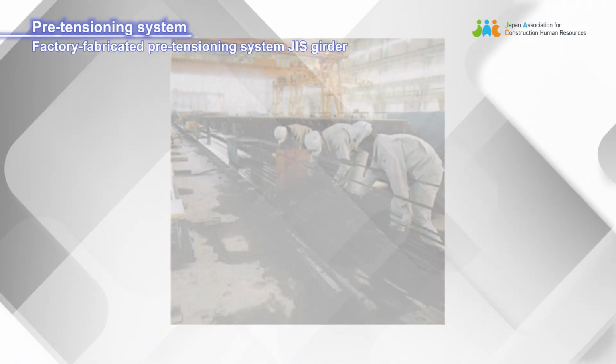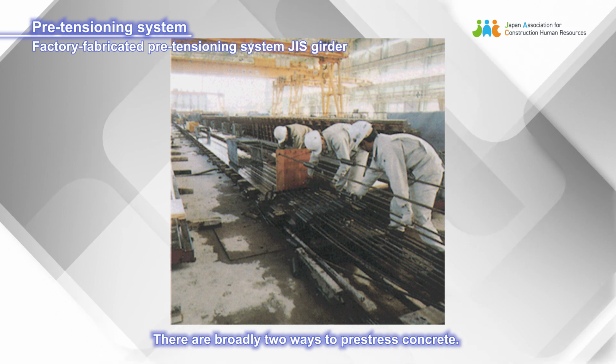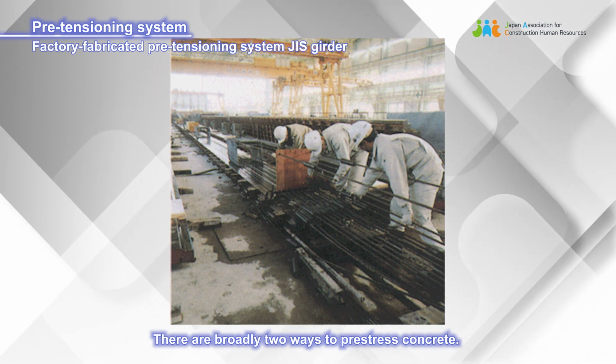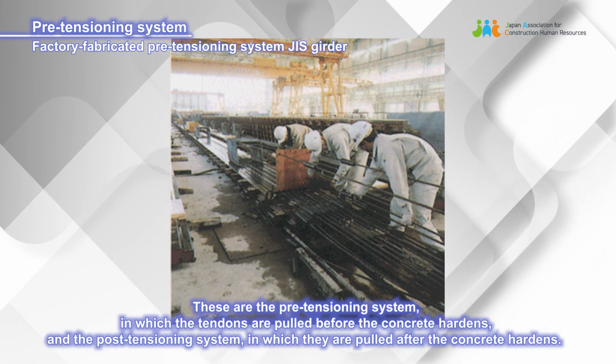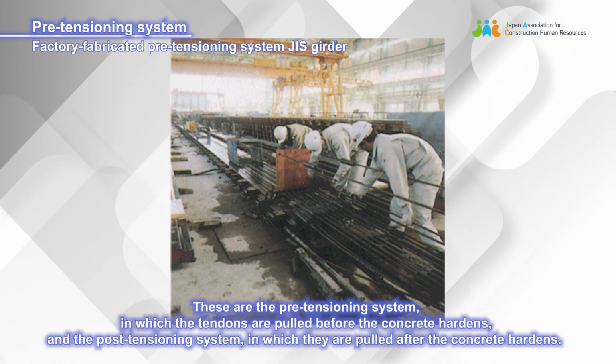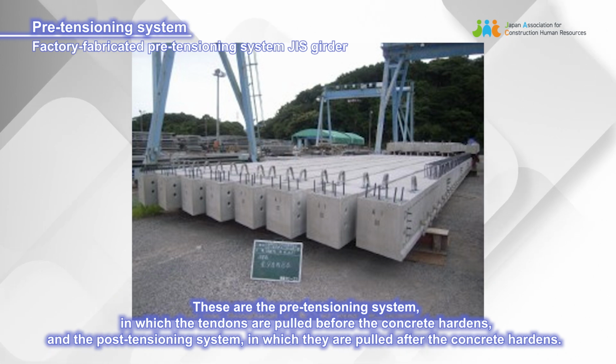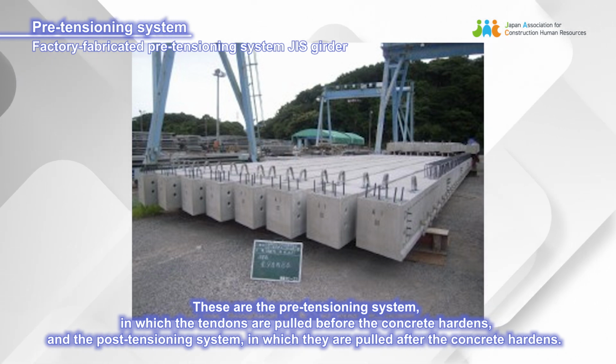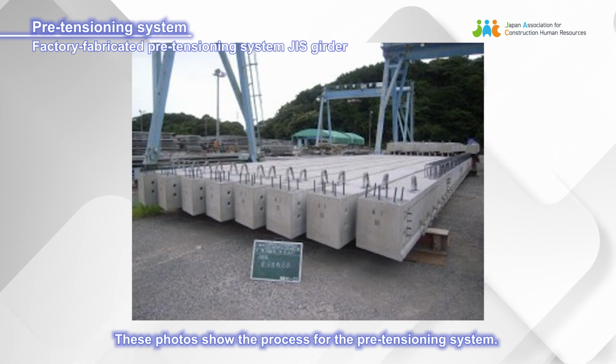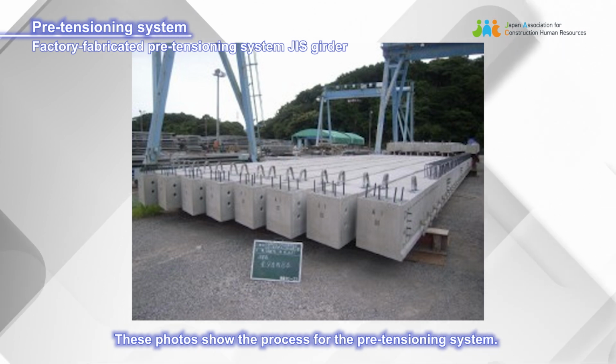Pre-tensioning system. There are broadly two ways to prestress concrete. These are the pre-tensioning system, in which the tendons are pulled before the concrete hardens, and the post-tensioning system, in which they are pulled after the concrete hardens. These photos show the process for the pre-tensioning system.